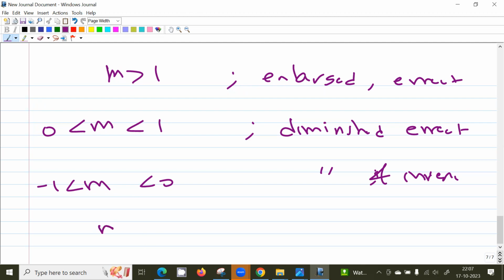And magnification less than -1 is enlarged and inverted. Okay, plus and minus says whether it's erect or inverted. For inverted, it's a negative sign. And whether it's a fraction or greater than 1 says whether it's diminished or enlarged.